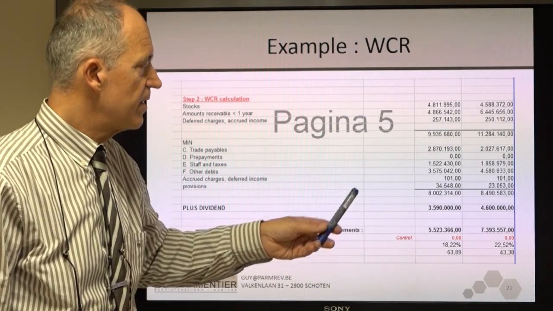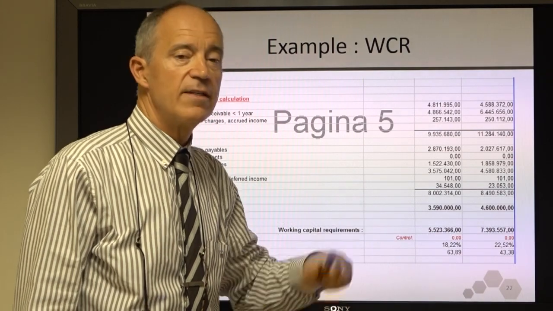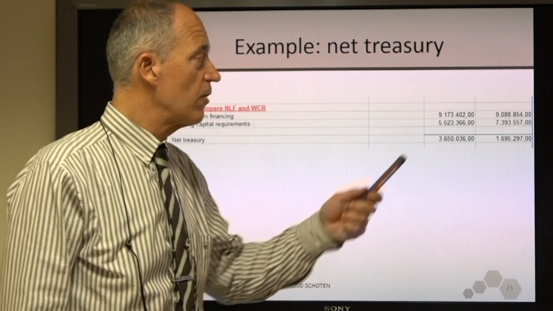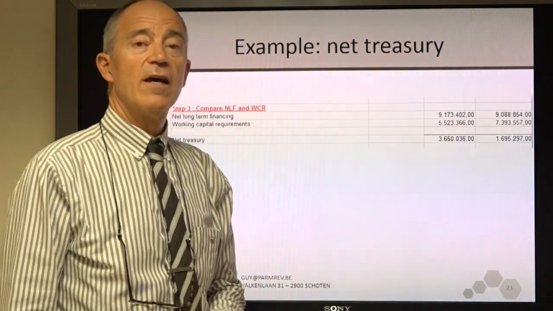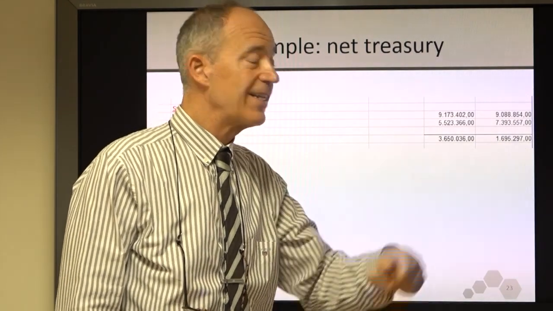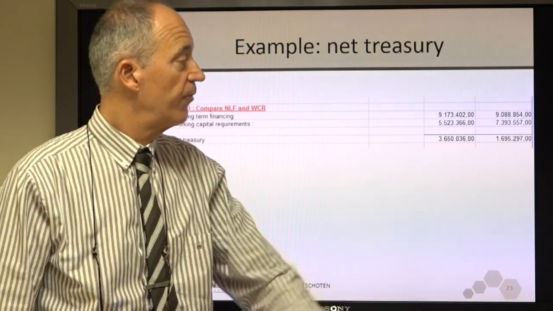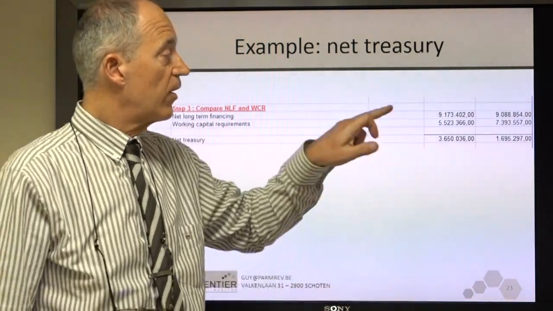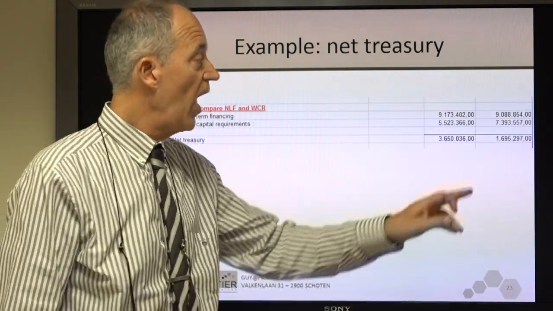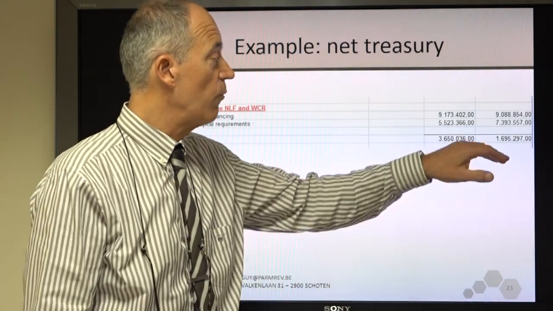And that means that the net long-term financing is financing totally this working capital requirement. Or better, if the net long-term financing of 9 million is financing totally the working capital requirement of 7 million, we have an excess of cash in the treasury of 1.6 million. The problem is, there is a hidden cash here. There could be a hidden cash of about 2 million, and the net treasury is 3.6 and not 1.6 million. That means I could have a dividend of 3.6 instead of 1.6.